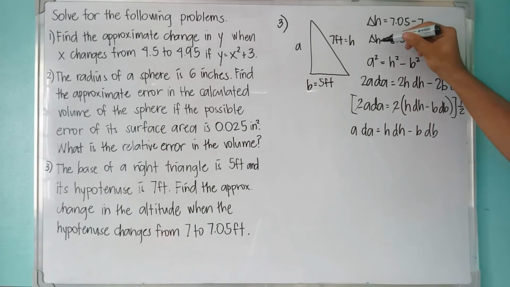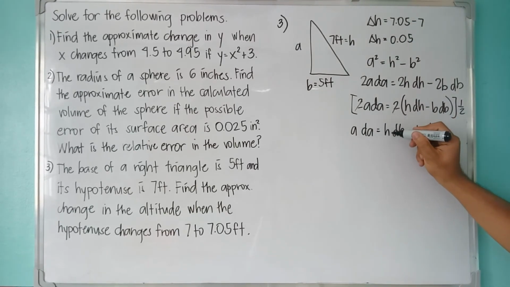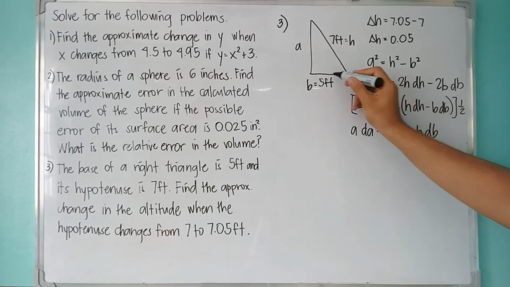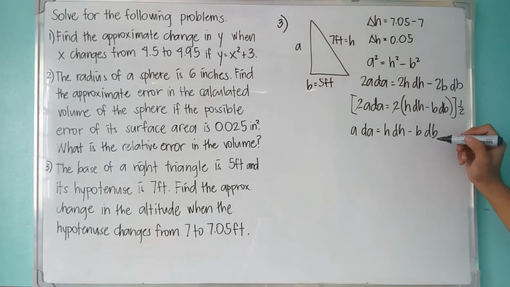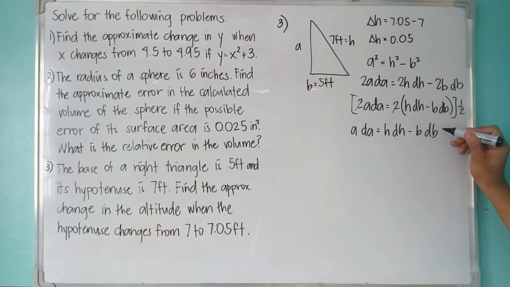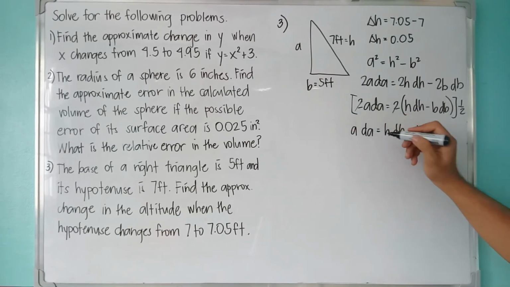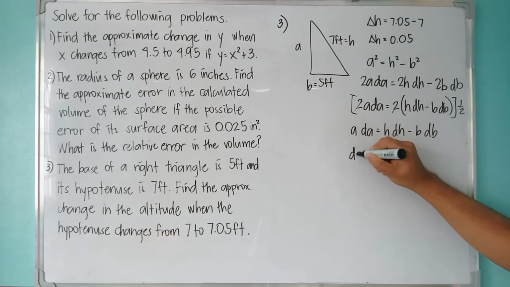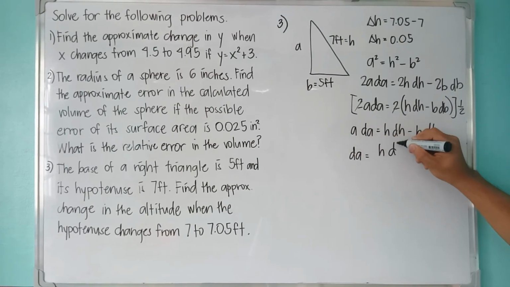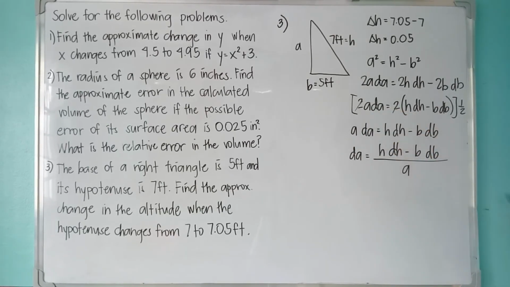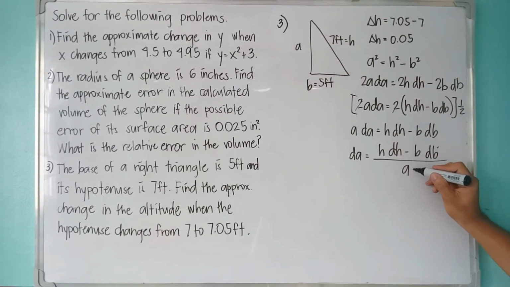Meron tayong given na delta H or dH. Meron tayong given na hypotenuse, which is 7. Meron tayong given na B, di ba, which is 5 feet. Ang kailangan natin ngayon, wala tayong given na dB at saka A, kasi ang kailangan natin si dA. So, kung i-derive natin si dA ngayon, equal siya sa H dH minus B dB all over A, di ba? Ang problema, wala tayong given na dB, saka wala tayong given na A. Paano natin ngayon kukunin yung dB?